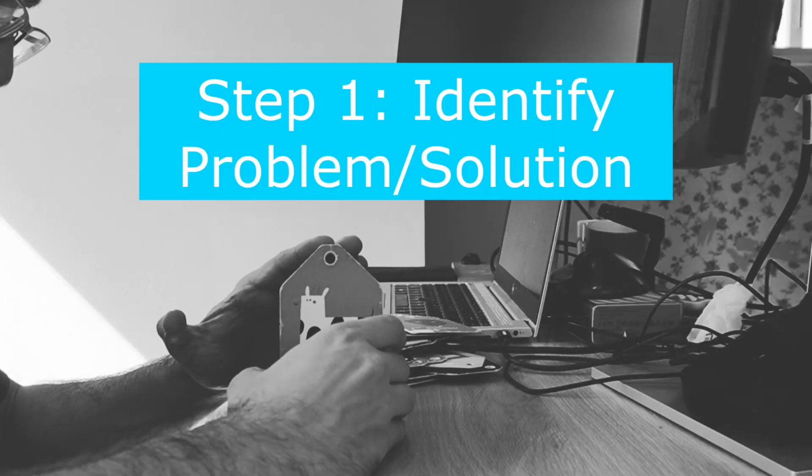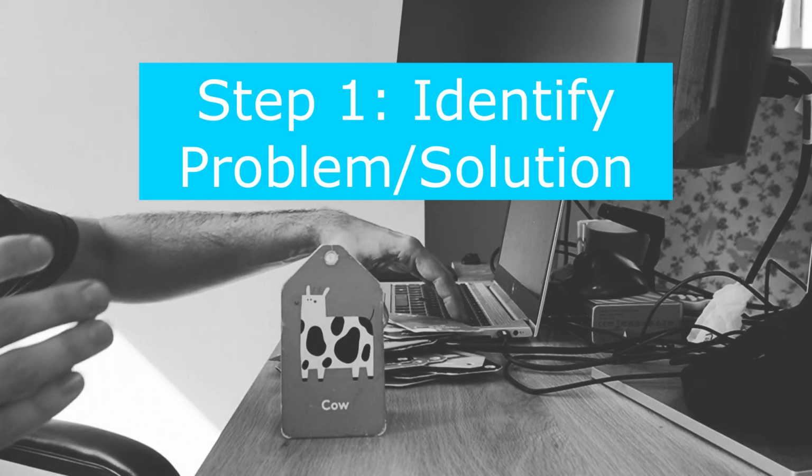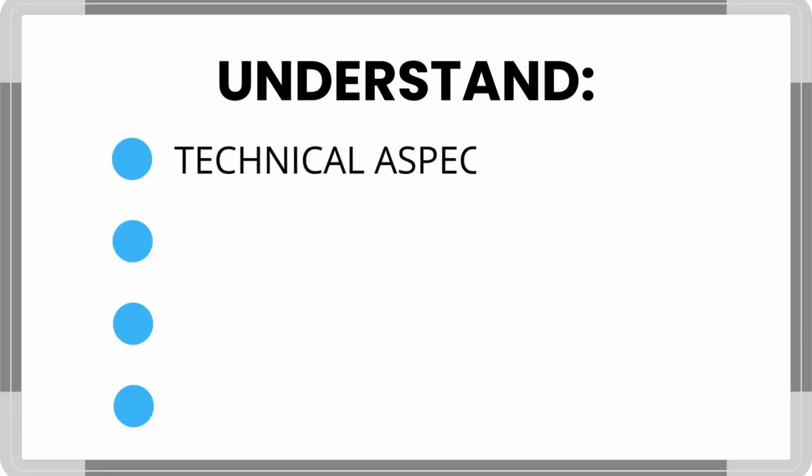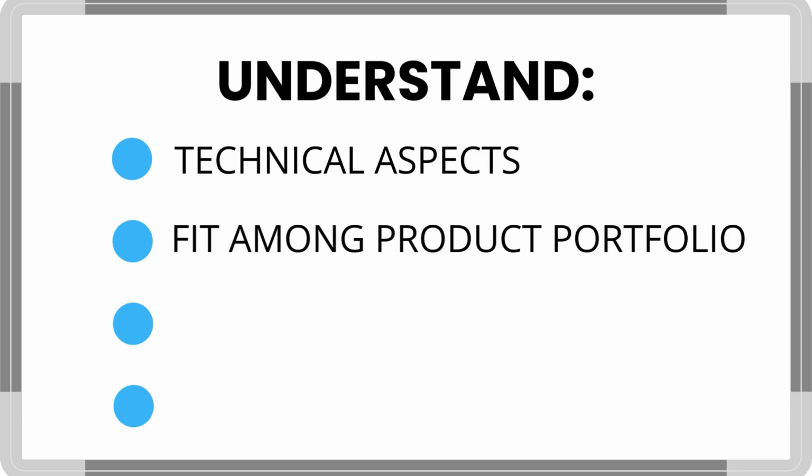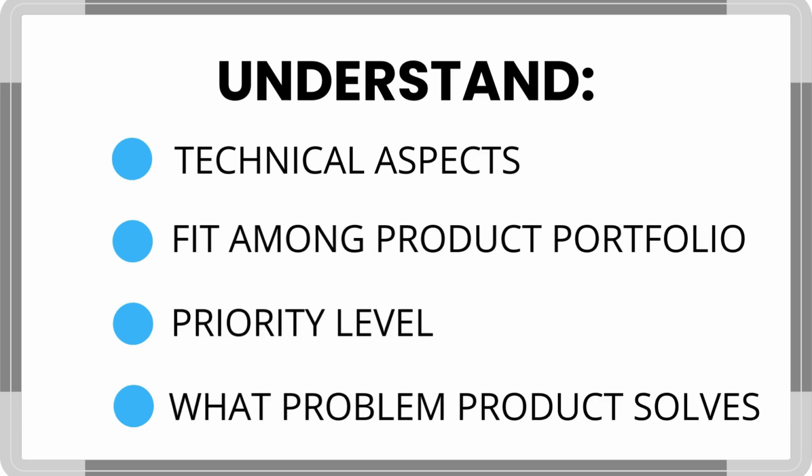For step 1, identify the problem and solution. First thing you need to do is build a foundation. And that starts by determining what problem your product actually solves. And this step may sound simple, but there are products and features where sometimes the exact value isn't agreed upon by product and engineering. So you want to start by having conversations with the product team, with engineering, to thoroughly understand the product, see where it fits among current offerings, the priority level, and really reach a consensus on what problem the product is trying to solve.